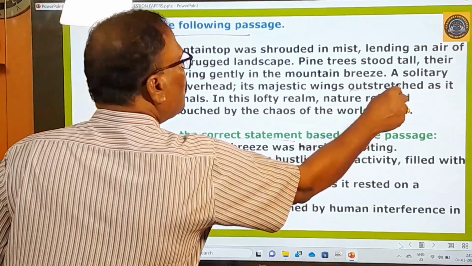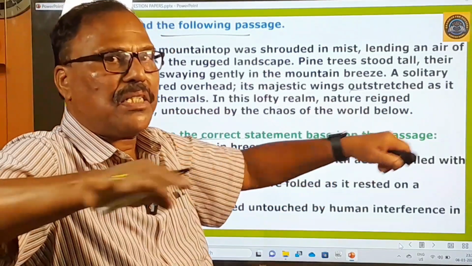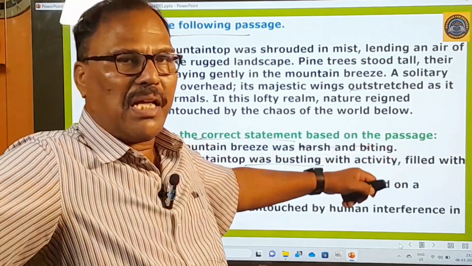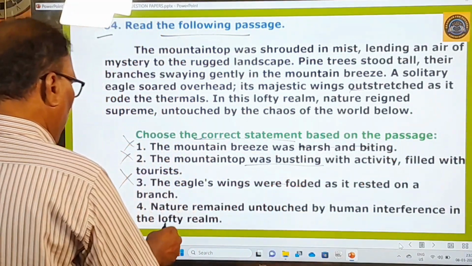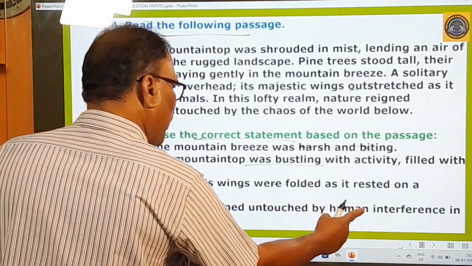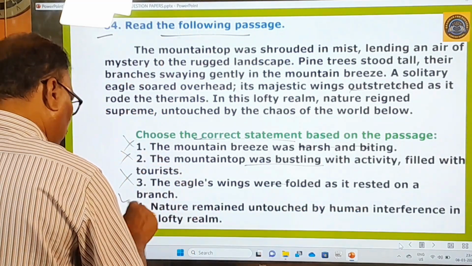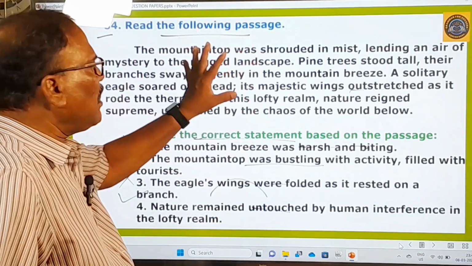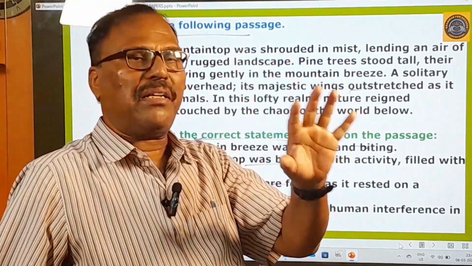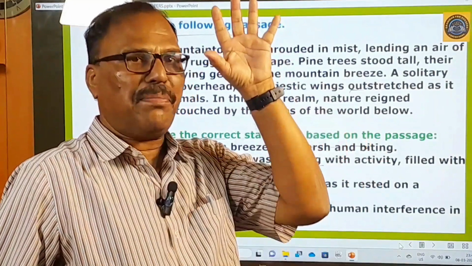They are outstretched. The eagles spread their wings as far as possible. Not folded. And nature remained untouched by human interference in the lofty realm. The fourth one is the right one. Here on this mountain top, nature has remained untouched. That means it has remained pure.